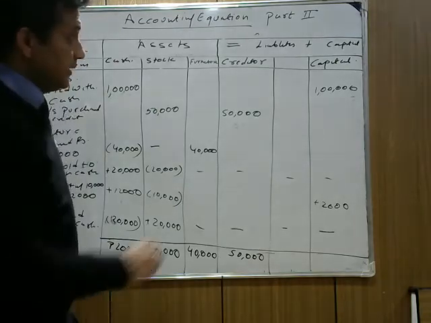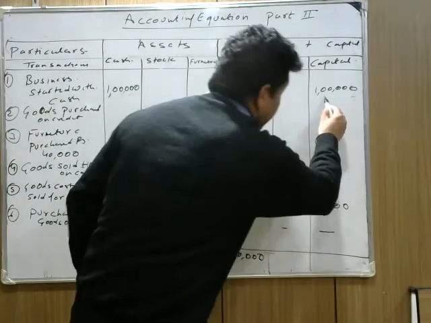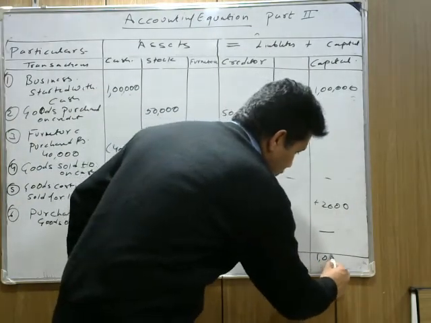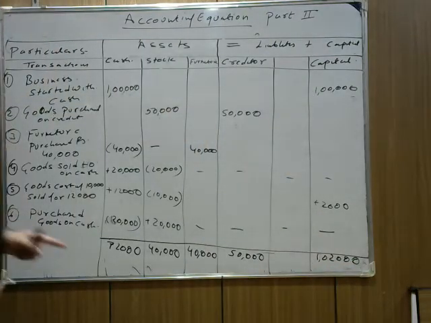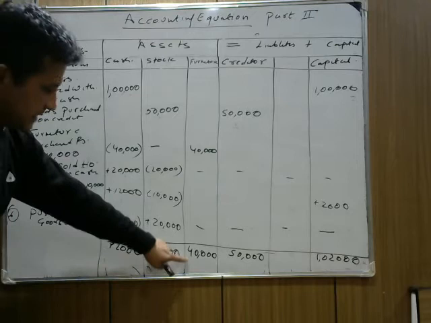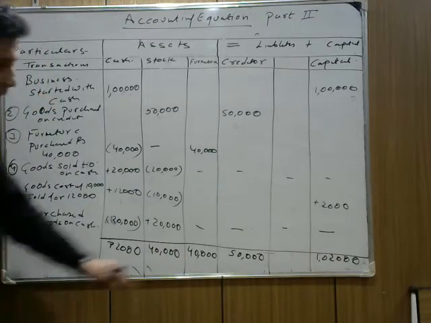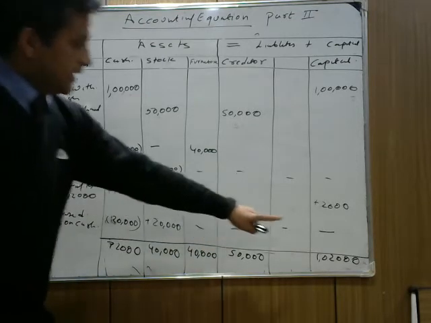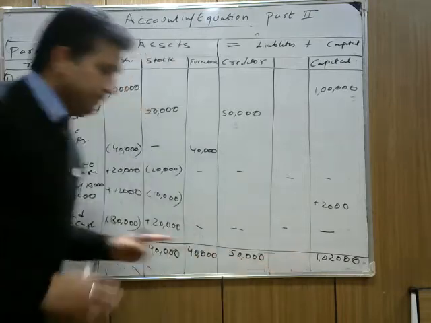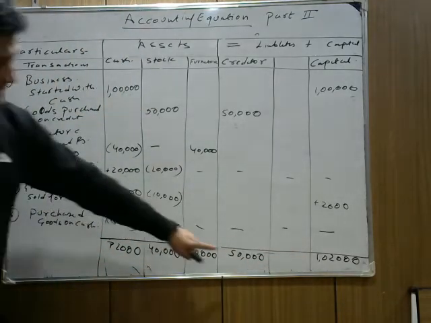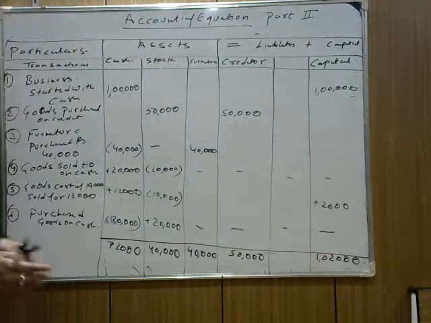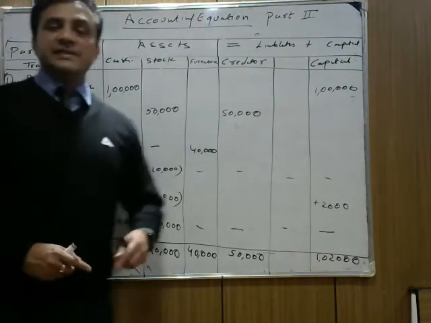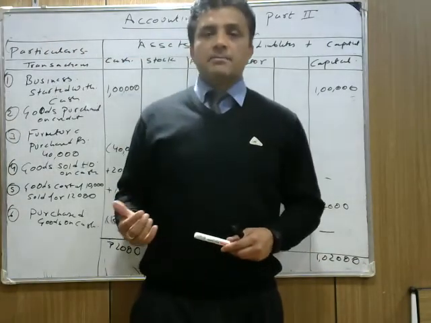No change in creditor. And the capital is 1 lakh plus 2,000, that is 1 lakh 2,000. Now check. Your asset is coming 72 plus 40 plus 40. It makes 152. And your liability is 50. And your capital is 1 lakh 2,000. It makes asset is equal to liability plus capital. Your liability is 50. And your capital is 1 lakh 2,000. It makes 152. So here we see that our balances are matching.